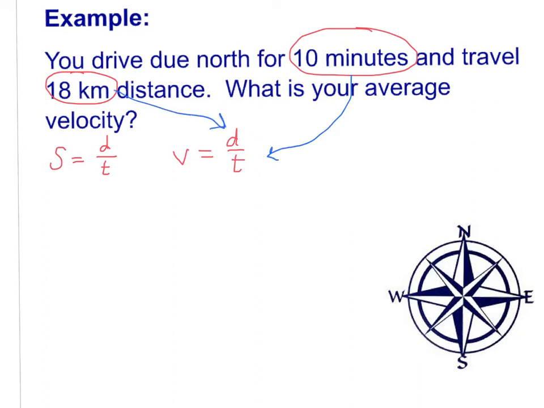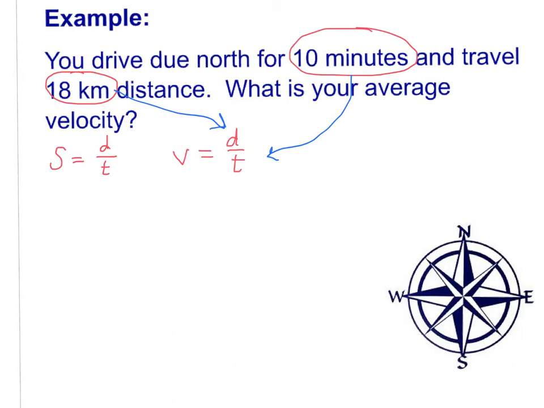However, minutes and kilometers are not the units I want. Remember, my distance should be in meters and my time should be in seconds because I'm going to want to measure my velocity in meters per second, and I'll tell the direction that I'm going. So what am I first going to do?